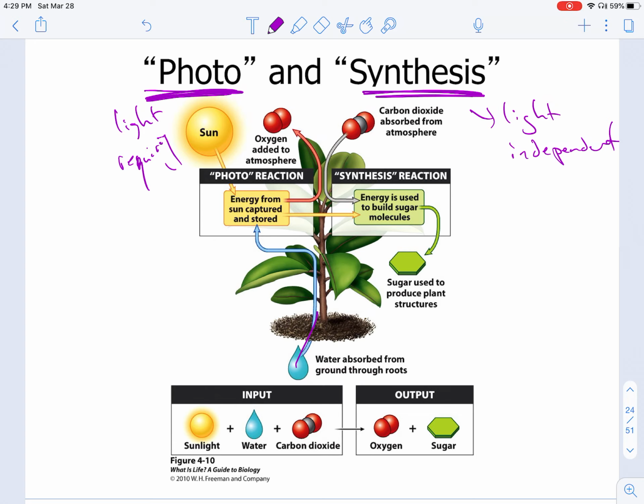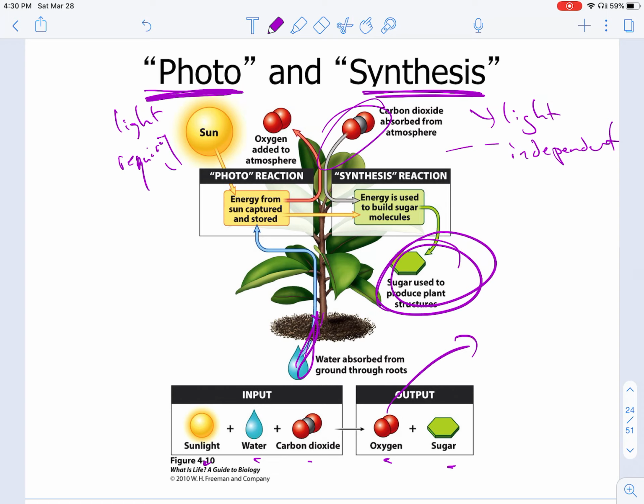And so here, water is picked up through the roots. Carbon dioxide comes in through the air. And the energy of sunlight is used in order to build up some energy, and then that's used to pull the carbon dioxide from the air in order to make sugar. So inputs: sunlight, water, carbon dioxide; outputs are oxygen and sugar.